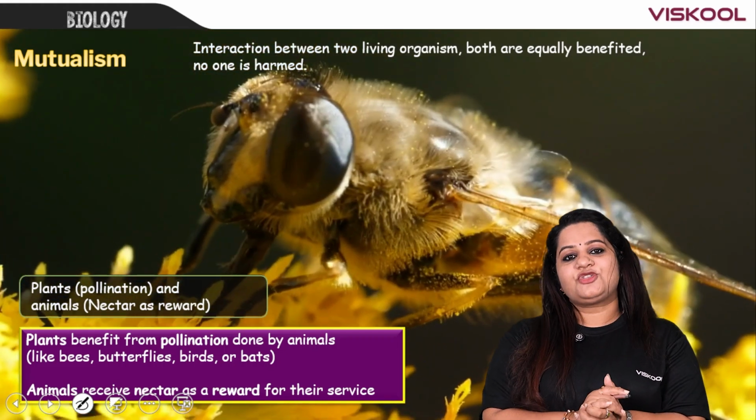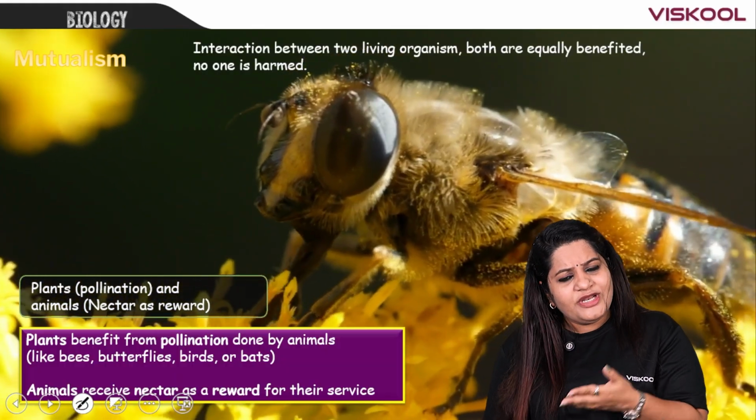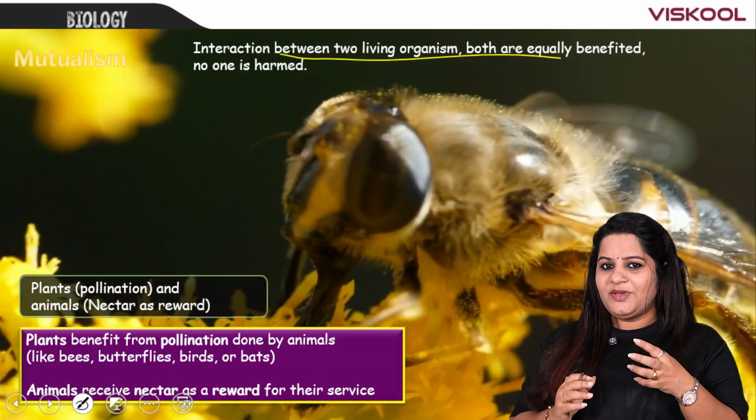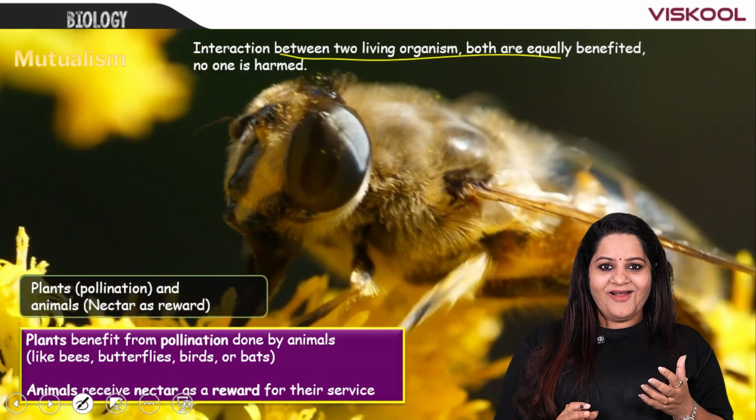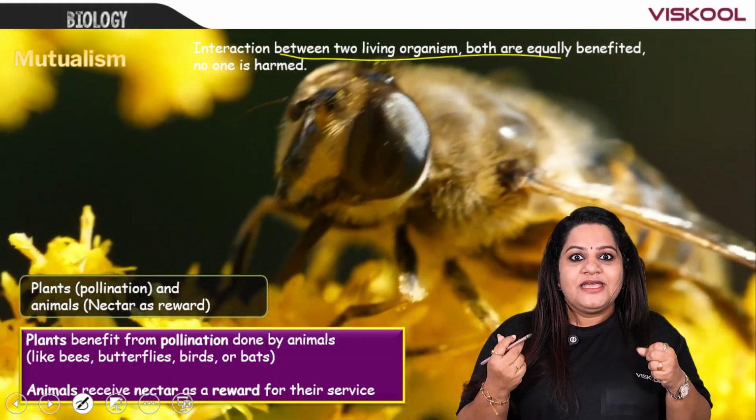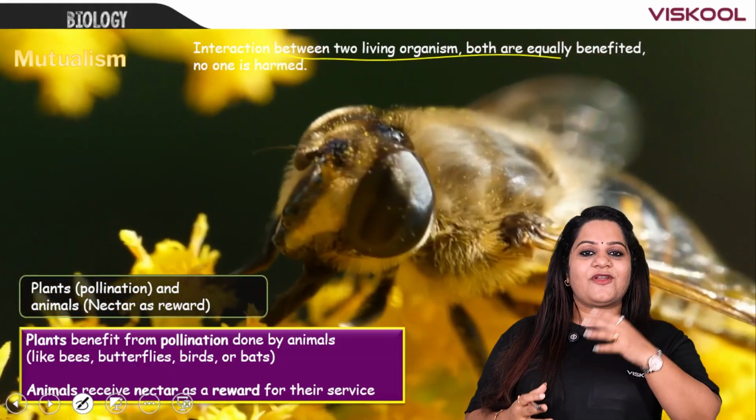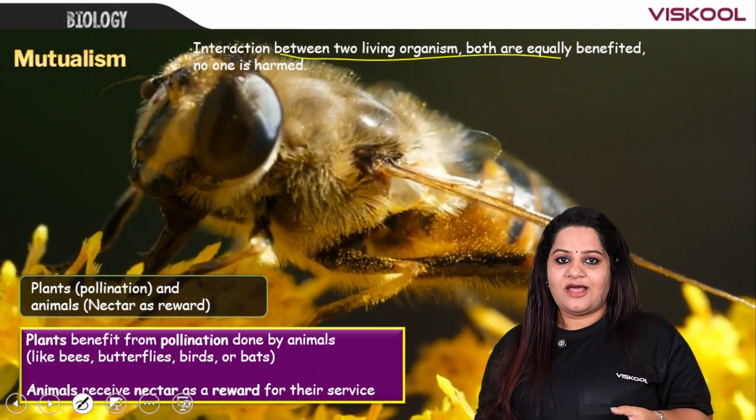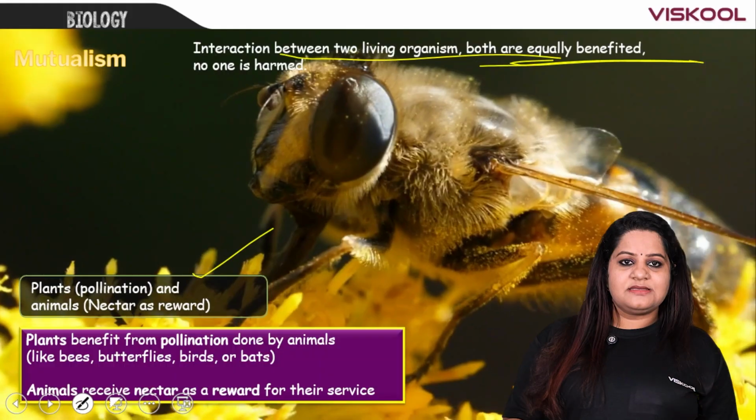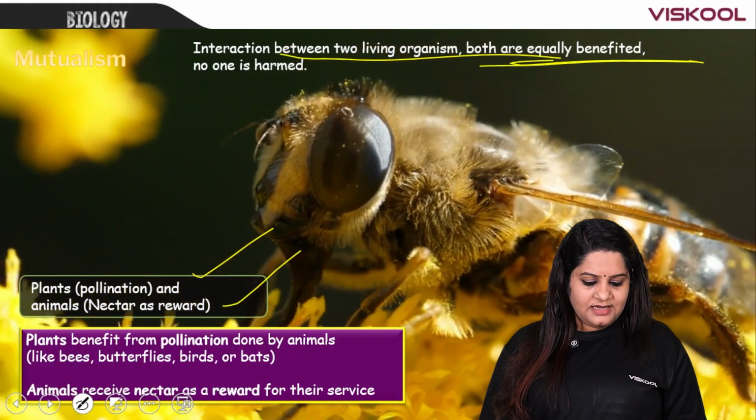So here comes mutualism. Another example you all know, which you have studied in your older classes, right? Interaction between two organisms. Here you can see a honey bee sitting on a flower and taking the nectar. While taking the nectar, what happens? Yes, it is doing pollination, right? It carries the pollen from anther to stigma of another flower. Here both are benefited. How? Plants undergo pollination and animals are getting the reward, nectar, as the reward.